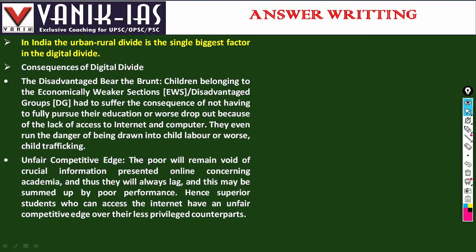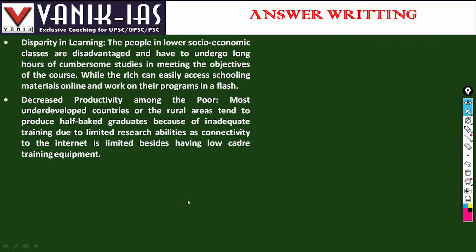Unfair competitive edge: the poor will remain devoid of crucial information presented online concerning academia, and thus they will always lag, and this may be summed up by poor performance. Hence, superior students who can access the internet have an unfair competitive edge over their less privileged counterparts.